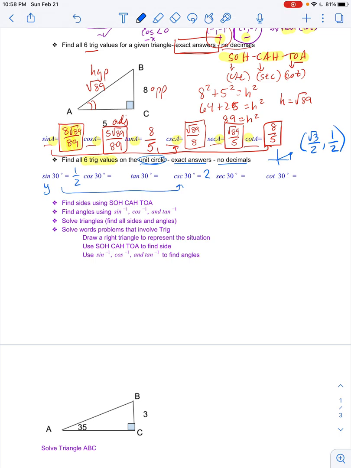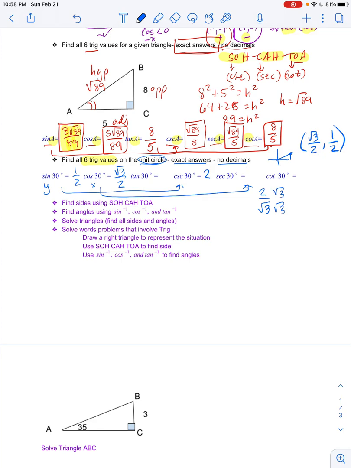This is going smoothly. How about cosine? Well, cosine is equivalent to x. So root 3 over 2. That's going to be related to secant. I have to flip that over. So 2 over root 3.